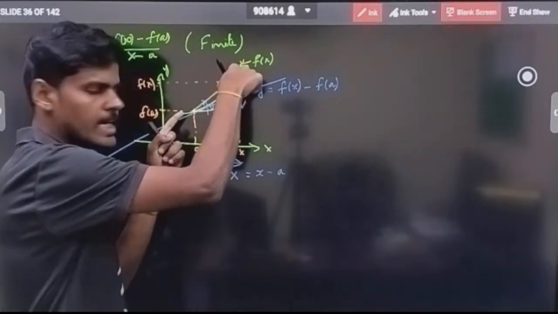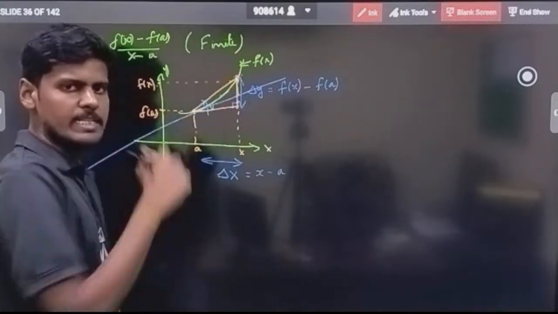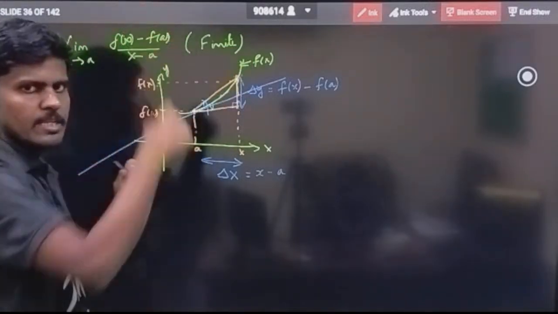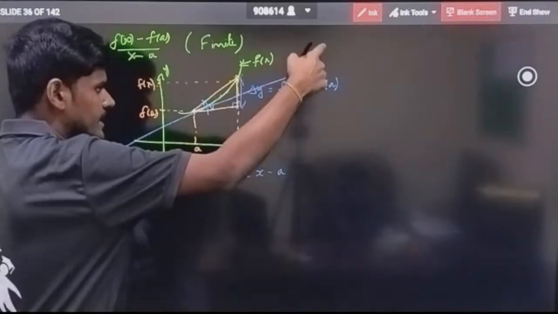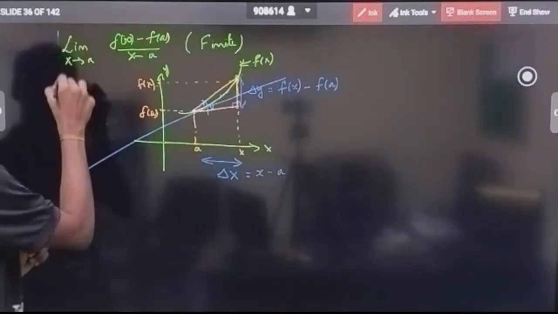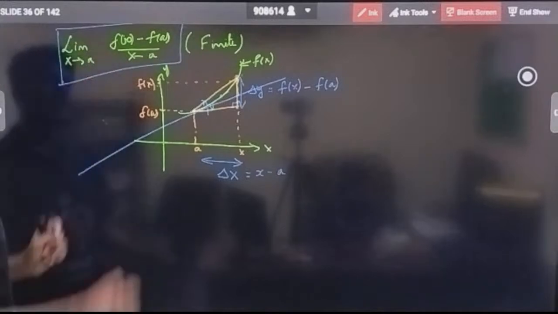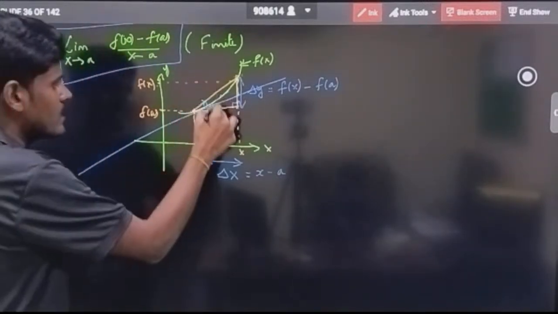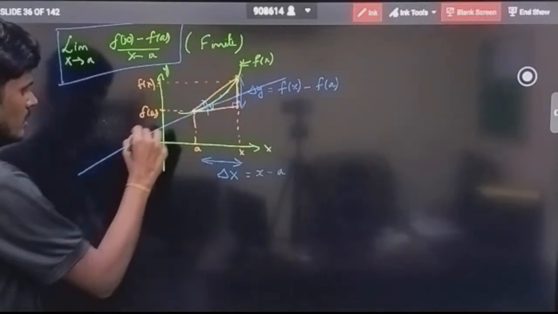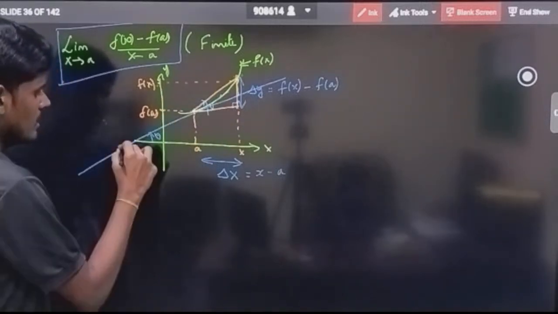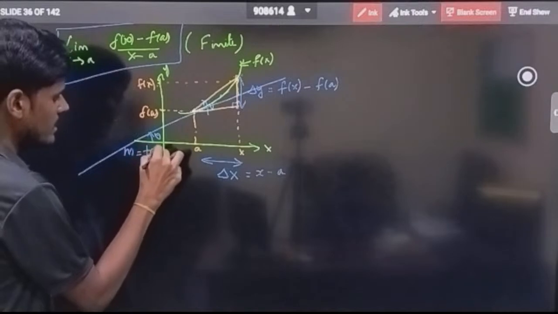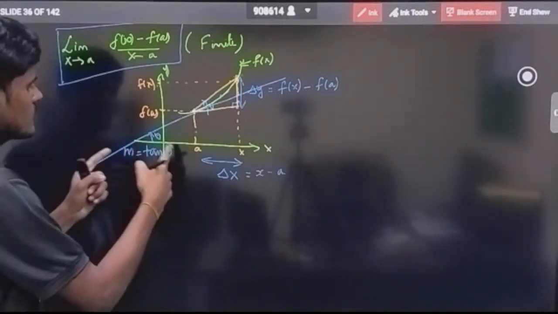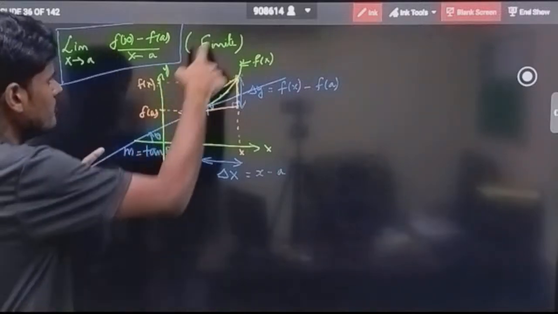So this line, the secant of the curve, actually becomes a tangent to this curve. And what is given? This limit, which defines the slope of the tangent line. This term, limit x tends to a, f of x minus f of a divided by x minus a, gives actually the tan theta value. This will be theta and slope m is given by tan theta. So this tan theta is nothing but the slope of the tangent and this should be finite.